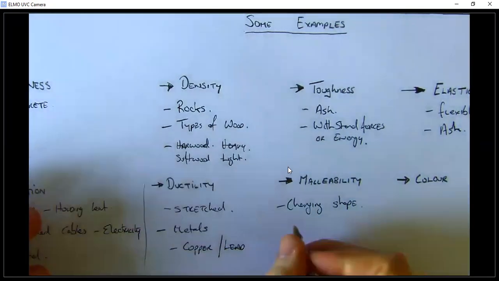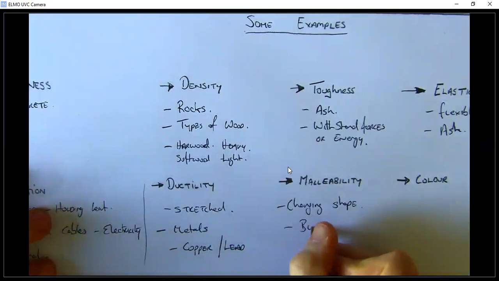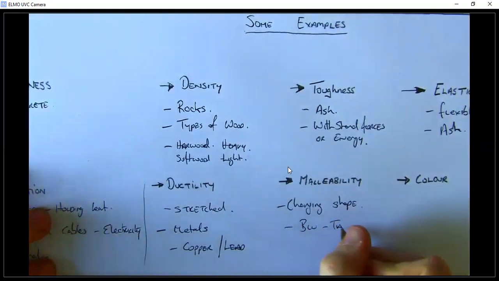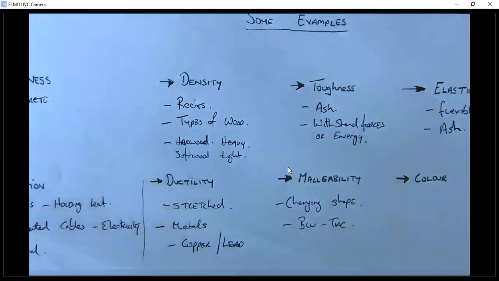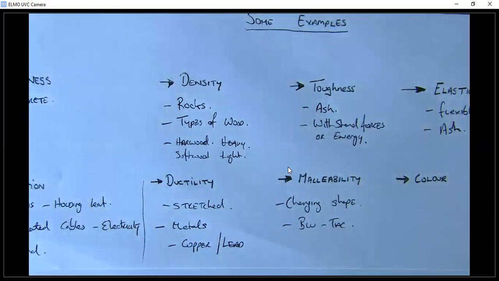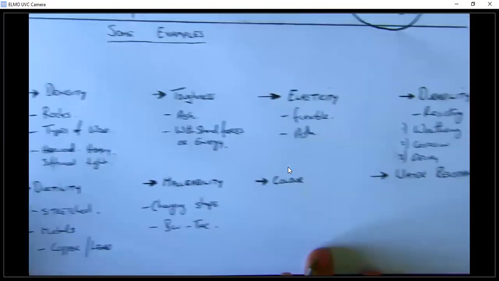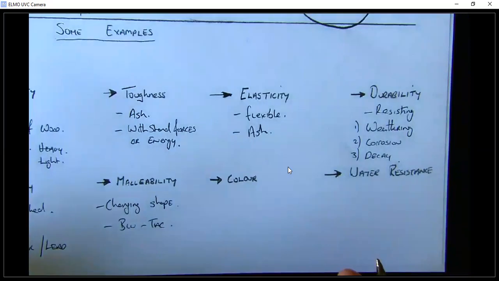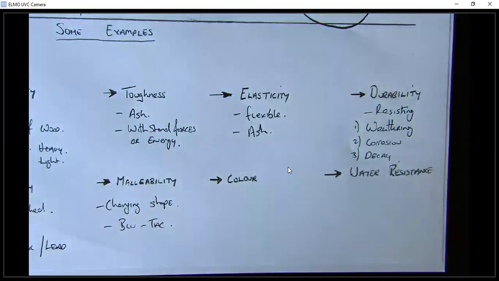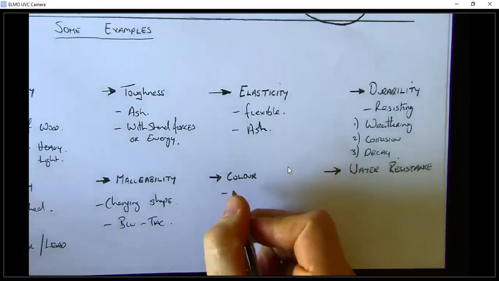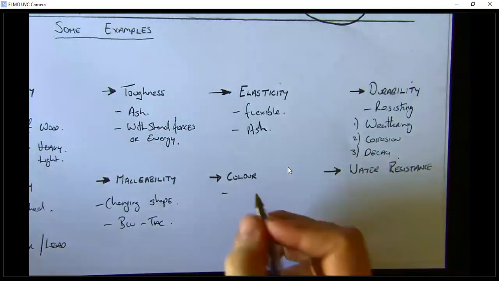So the example I'm going to put in here, guys, is blue tack. That's something that we're all fairly familiar with. The next thing is color. When it comes to color, that's something that's really going to affect the appearance of a project or a material.